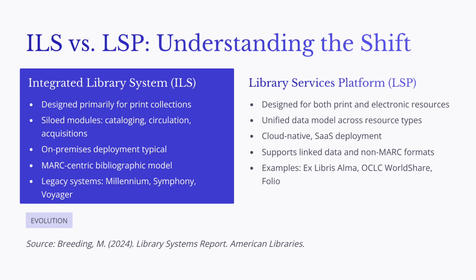without the workarounds. Breeding's 2024 Library Systems Report, your first reading this week, maps exactly which institutions are on which kind of system, and the trajectory is clear. The market is moving toward LSPs. That does not mean every library has made the jump, especially smaller institutions with limited budgets, but that is the direction. So when you are job searching and you see experience with Alma or familiarity with FOLIO, that is what they are talking about.